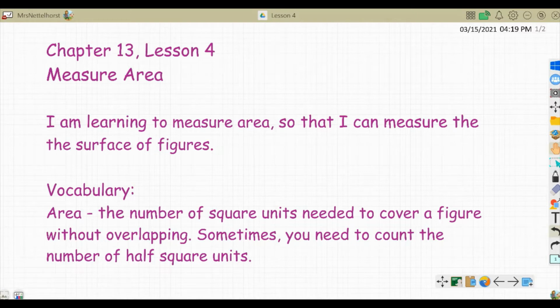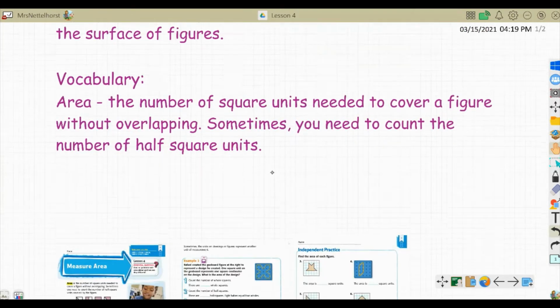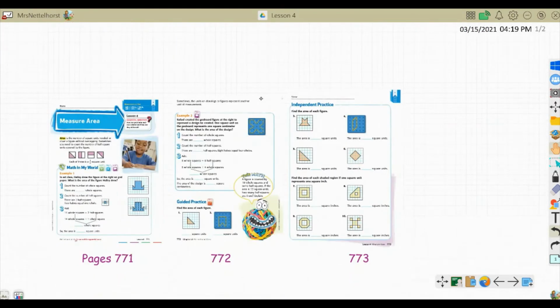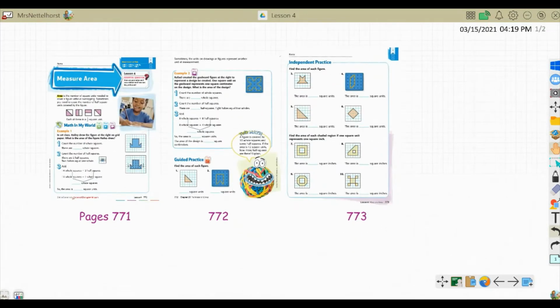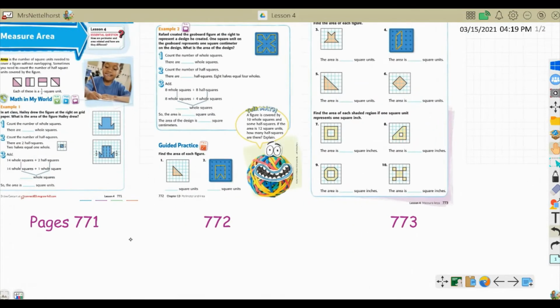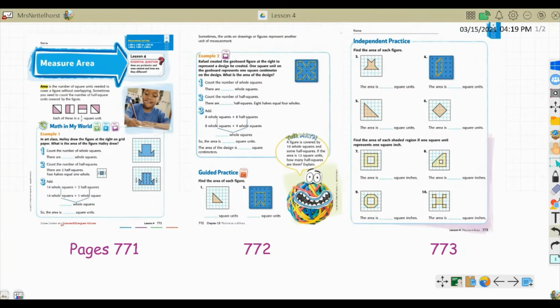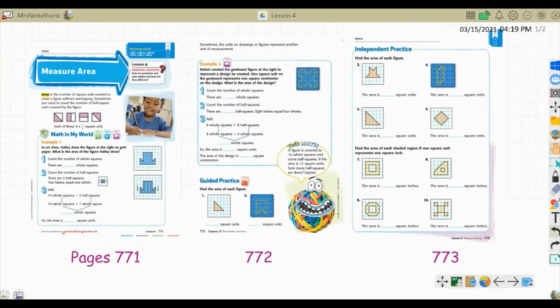Sometimes you need to count the number of half square units. And we're going to really focus on that today, making sure that we understand how to count those half square units. Okay, so these are the pages that we will be doing today. We'll be on pages 771, 772, and 773. So get your books out and get ready to start writing down some math answers.